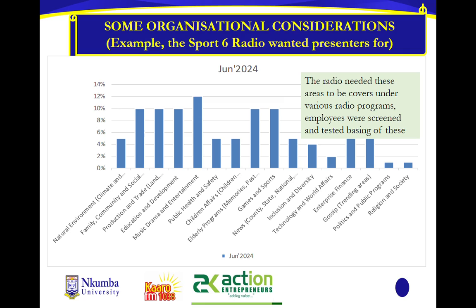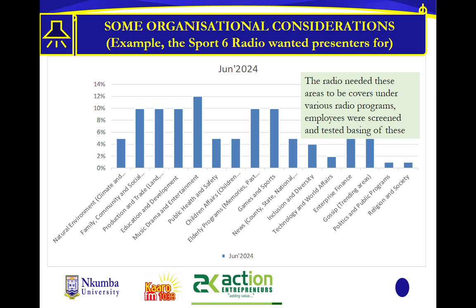The needs can vary with various organizations. The presenters also needed to know some information on public health and safety, children affairs, elderly programs, games and sports. Some others needed to know about news in the county, in the state, and the national and international news. Others needed to know about inclusivity and diversity, technology and world affairs, enterprise, finance, gossip, politics, and religious affairs. So, the organization needed these at various levels. The ones which are high were needed more than those that were low.